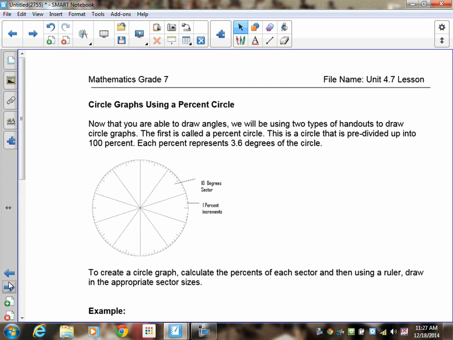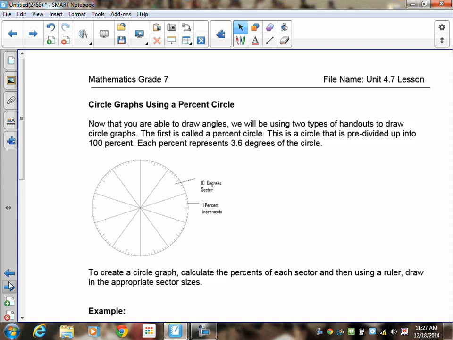Now, degrees are one thing. We'll get to degrees and drawing circle graphs with degrees. But first off, we're going to start with a percent circle. The reason we start with a percent circle is we've already completed our unit on percent, so it's actually something which is very similar to what you've already done.